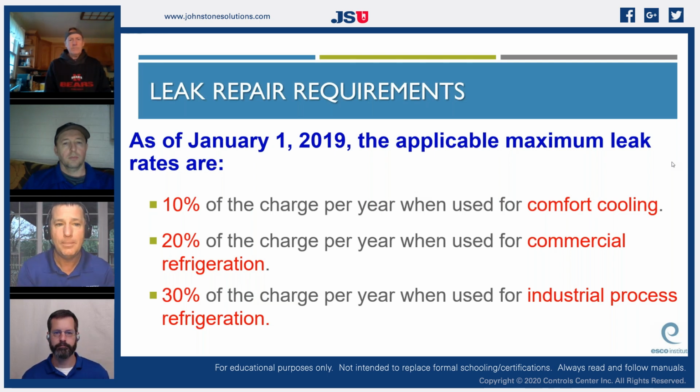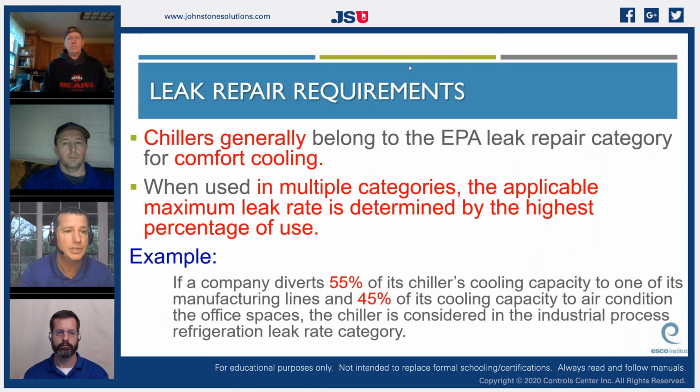The applicable maximum leak rates, right? So no matter what piece of equipment it is, doesn't matter if it's type 1, type 2, or type 3, what really matters is what is it being used for? If it is comfort cooling, if it is air conditioning, it's a 10% leak rate. Even all these great big mammoth systems that have 1,000 pounds of refrigerant in them, 10% if that system is being used for comfort cooling. If it is for commercial refrigeration, it's 20%. If it is industrial process refrigeration, it's going to be 30%. Very, very key numbers. We talked about that in the other certification classes.